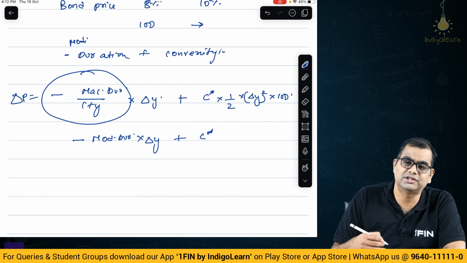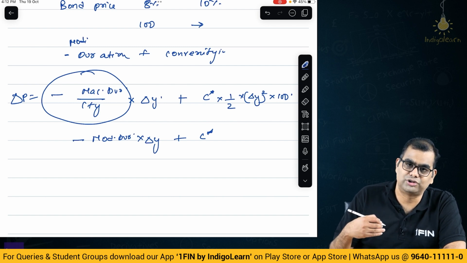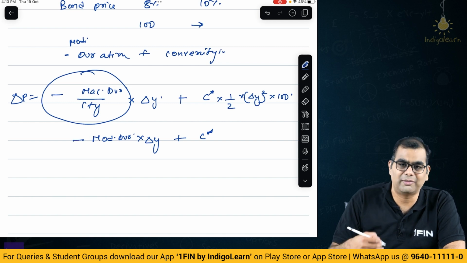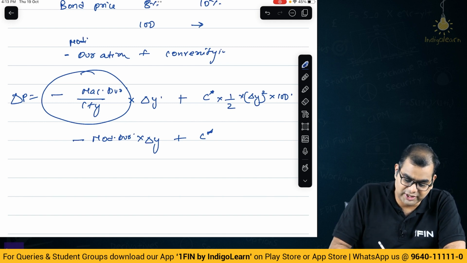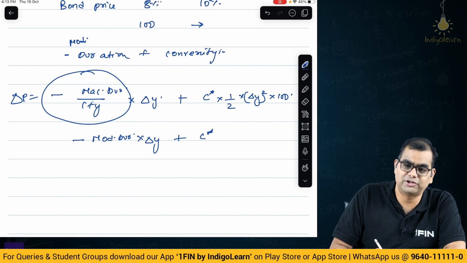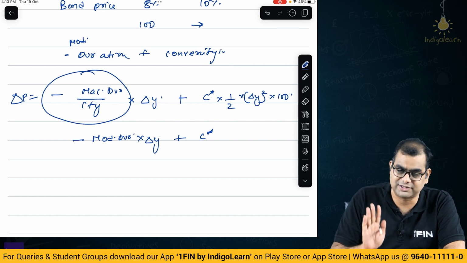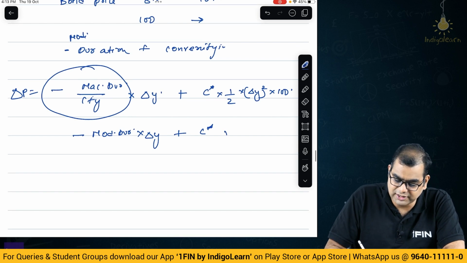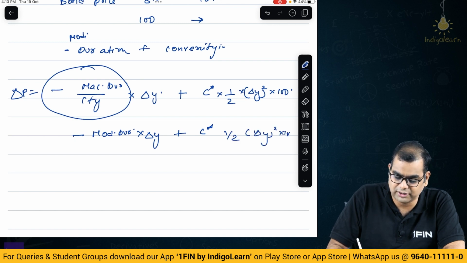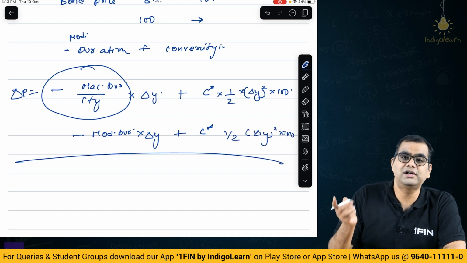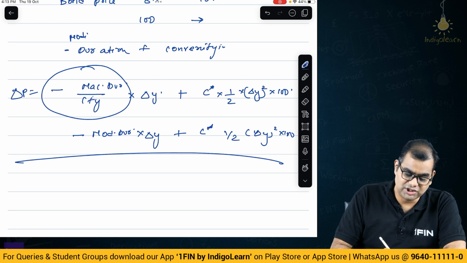When you compute duration, sometimes even if it's shown as a negative number, it is not double minus, it is only single minus. Either you take minus Macaulay duration or, after you compute the duration, you put minus. It is not minus of minus, it is only 1 minus. Okay, C star into half into delta y whole square into 100. So, this will give you the impact of the change in price.